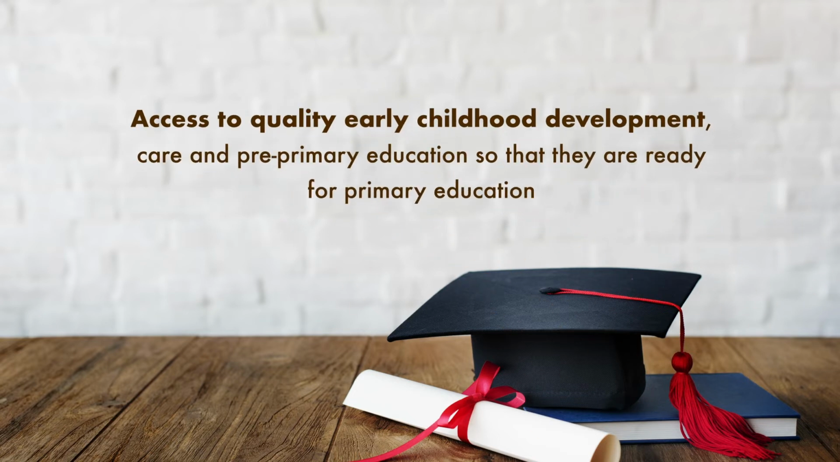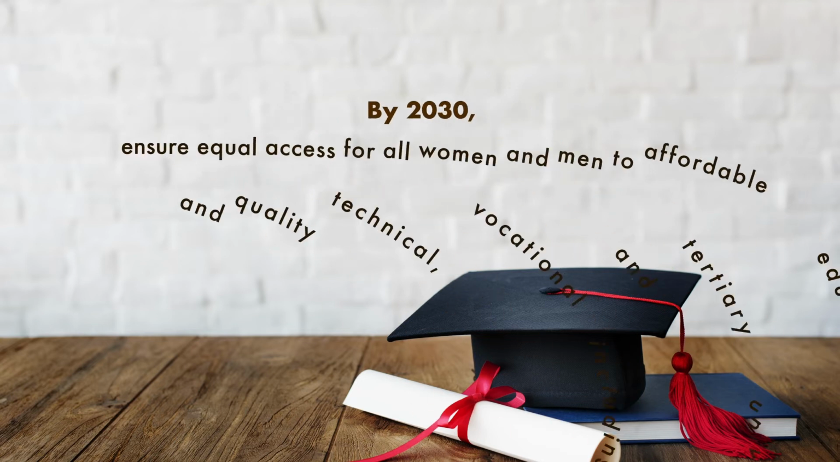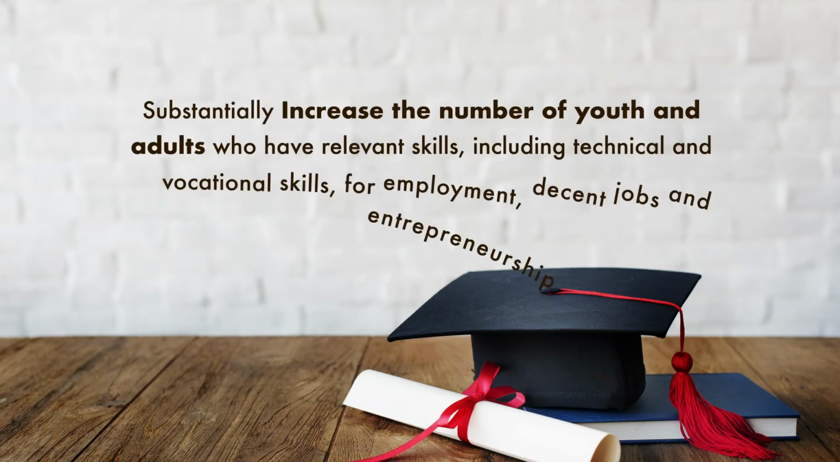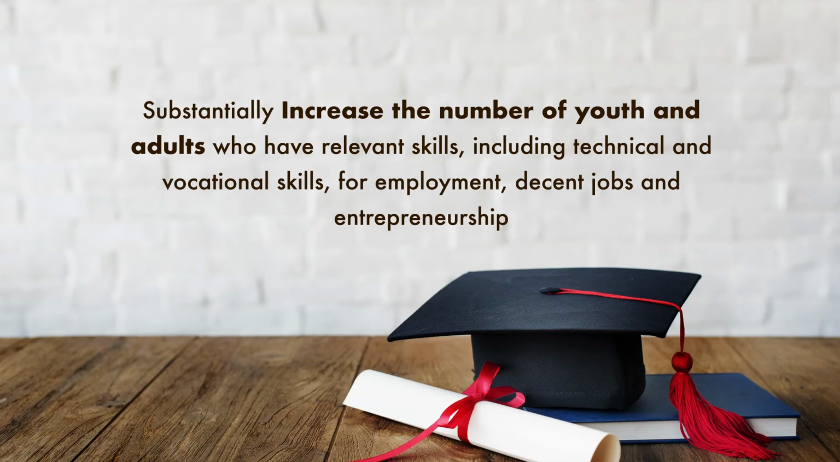By 2030, give access to quality early childhood development, care and pre-primary education so that they are ready for primary education. Again, by 2030, ensure equal access for all women and men to affordable and quality technical, vocational and tertiary education, including university. Substantially increase the number of youths and adults who have relevant skills, including technical and vocational skills, for employment, decent jobs, and entrepreneurship.